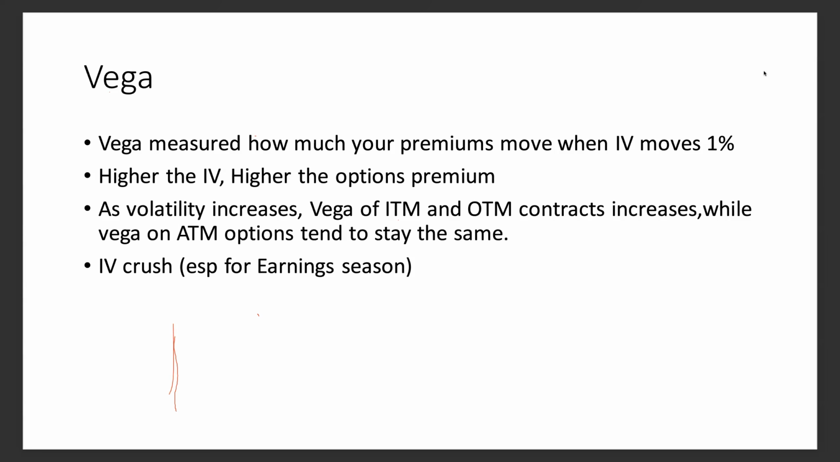Or let's say the IV goes down from 40% all the way down to 30%. That's a 10% drop in IV. The Vega is going to tell you how much it's going to kick your contracts right to the curb. The Vega is the Greek which is telling you how much your option contracts are going to move for every 1% move in the implied volatility. To put it simply, that's all it is.